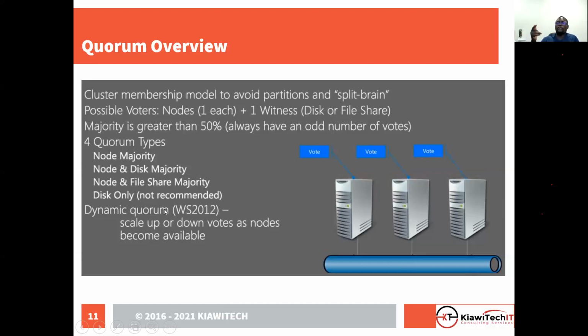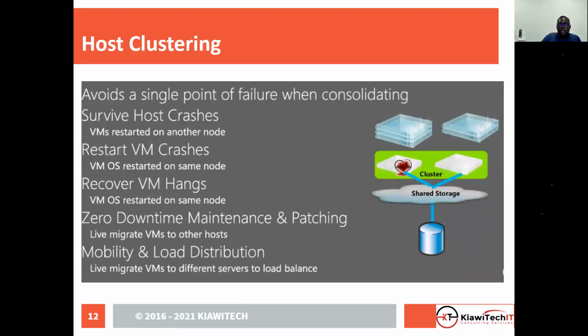It changes the quorum configuration every single time a node goes down, forcing one of the nodes to give up its vote, and the cluster does not see it as losing the majority, and it stays alive. So in as much as we create clusters on VMs, there's also host clustering. And what host clustering does is it avoids a single point of failure, which means that if one of the hosts was to crash, all the VMs that were sitting on that host will be moved to another node, right?